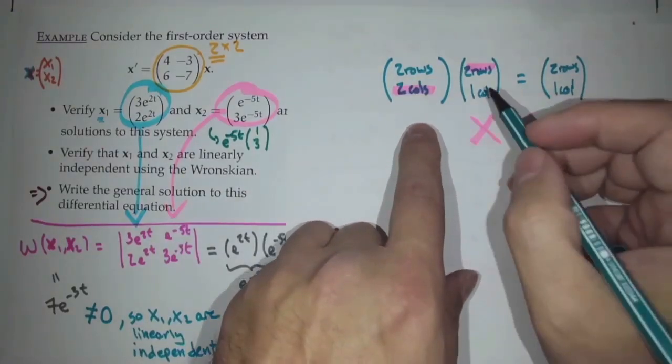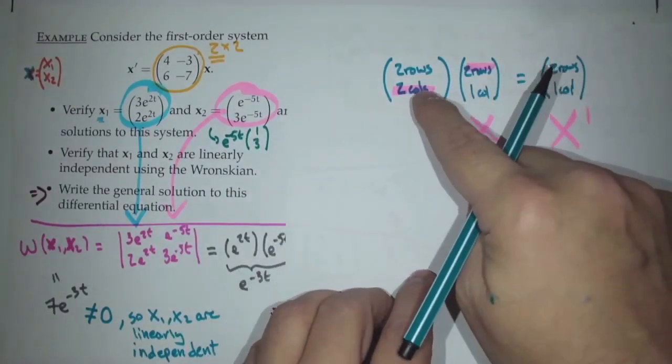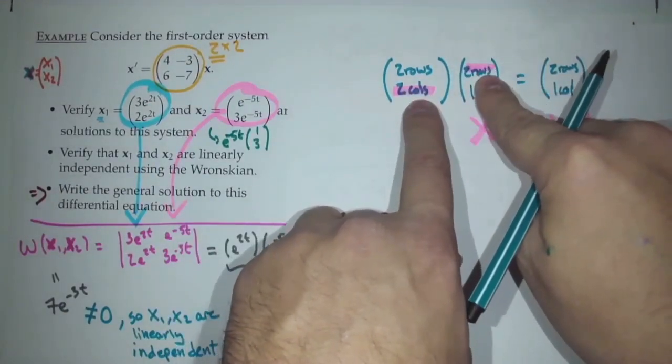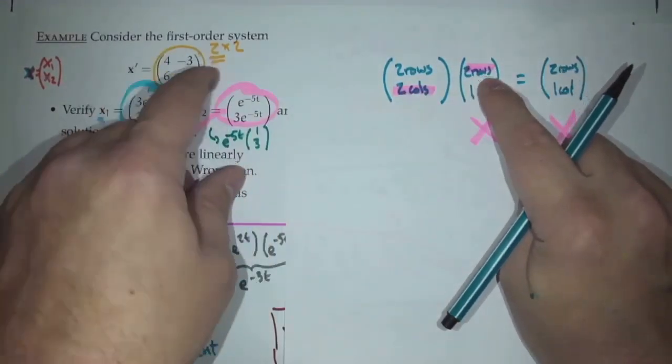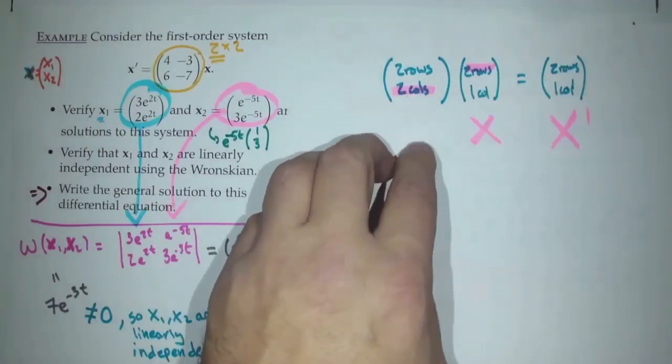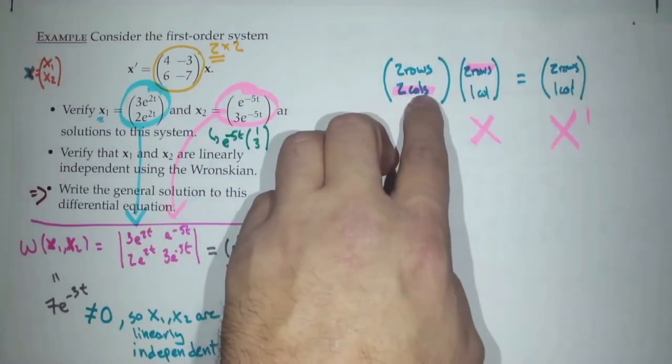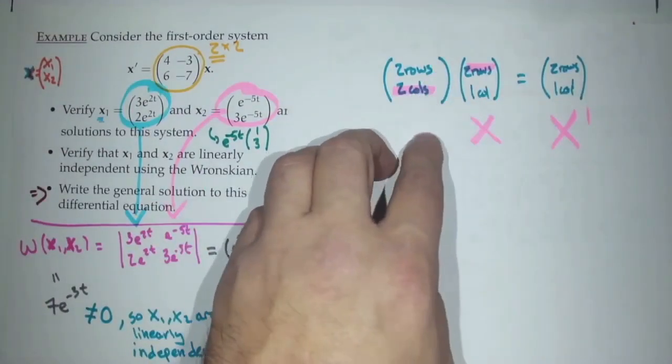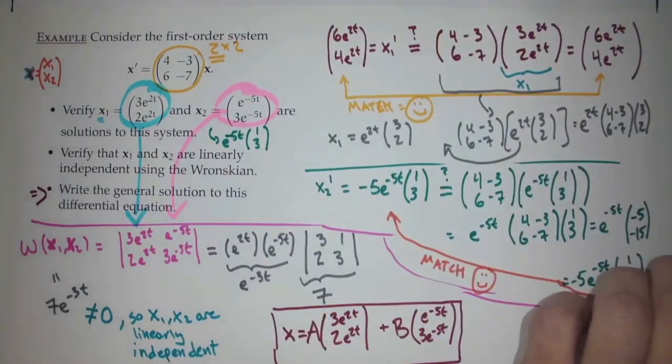But the moral of the story here is that because we have to have these matching, we have to have a square matrix. I may not have convinced you that it has to be square, but yes, that's why. Okay.